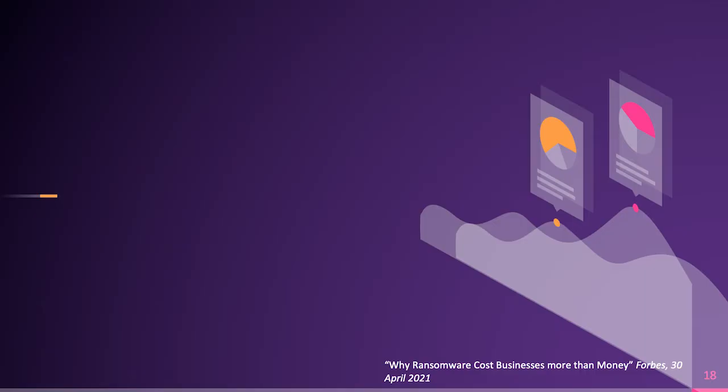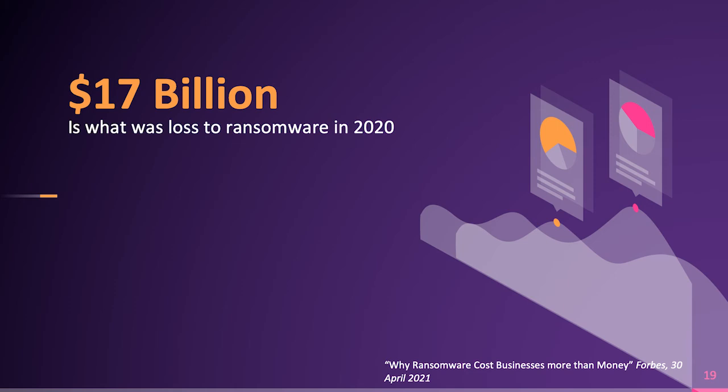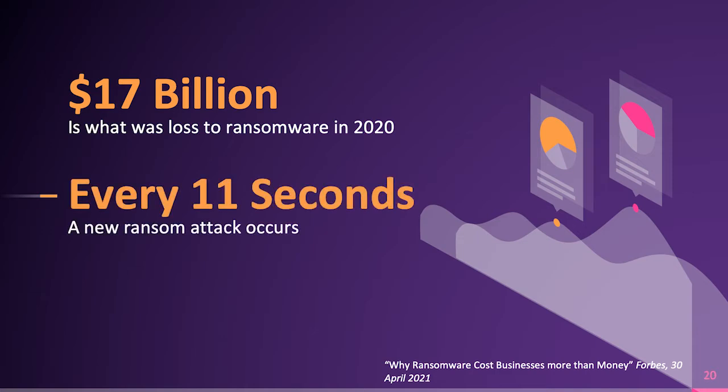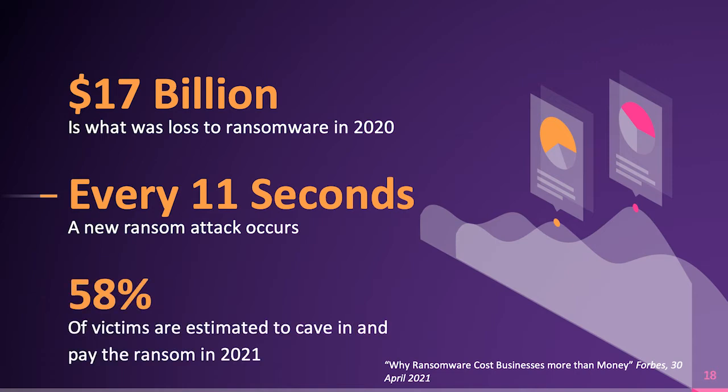Here are just a couple of statistics of ransomware that we listed through Forbes. It was estimated that $17 billion was lost to ransomware in the year 2020. It's also estimated that every 11 seconds a new ransomware attack occurs, and it's estimated that 58% of victims are going to cave in and pay the ransom that they are attacked by in the year 2021.